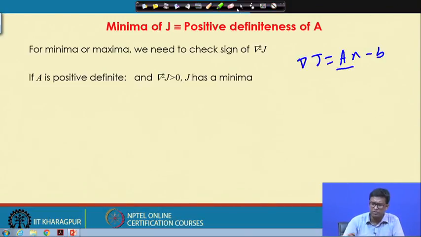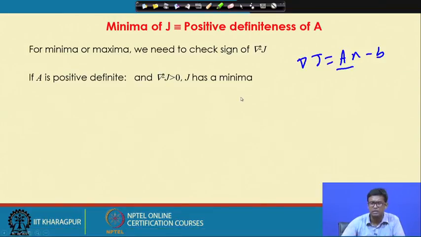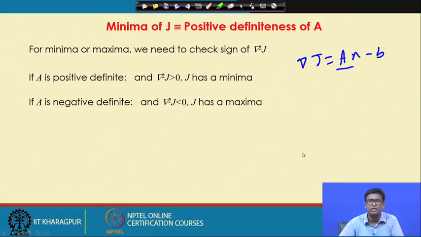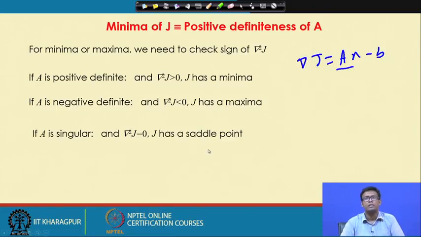So, if A is positive definite, then nabla square of J is greater than 0, and J has a minima. If A is negative definite, then J has a maxima, and in case A is singular, then nabla square J is equal to 0 and J has a saddle point. So, you can ponder upon the question of how a saddle point will be in a multidimensional space. However, like in a 2D space, we get an inflection point if the second derivative is 0. So, it is something like that.